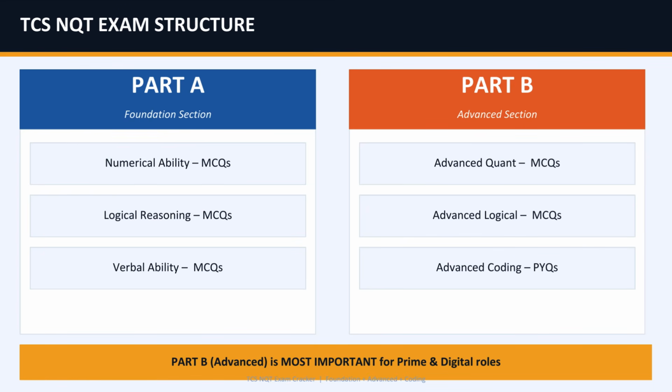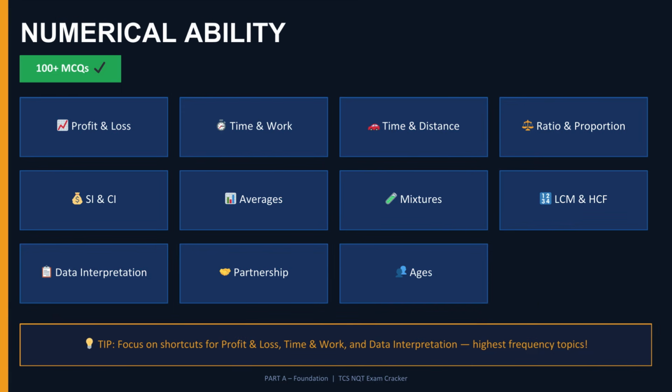Now Part B, the advanced section. This is where it gets serious. Advanced quantitative ability, 50 MCQs, advanced logical reasoning, 50 MCQs, and advanced coding with previous year questions. And here's the thing. Part B is what decides your role. If you do well in Part B, you qualify for prime and digital roles, which are higher paying positions. So do not take Part B lightly. Let's go to next slide.